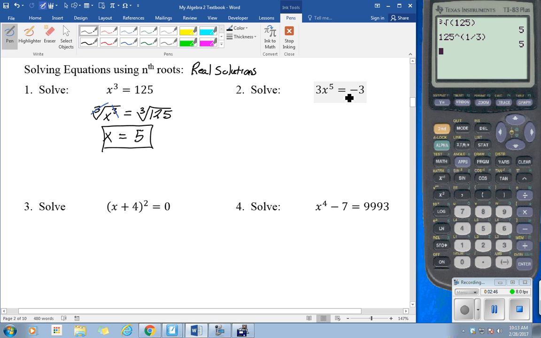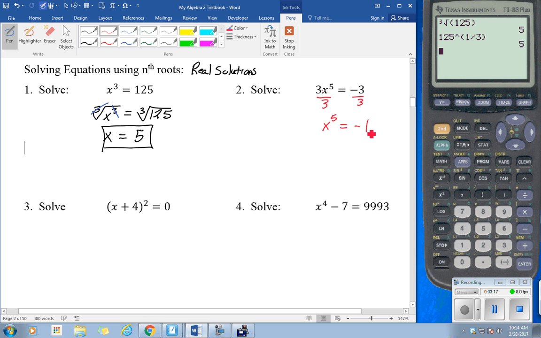Number 2. We have 3x to the 5th equals -3, so we have that setup now where we just have a variable x to a power. There are no other variables in the problem, so we're going to try and solve this one. To do that, we have to isolate the x to the 5th power. Right now, this is 3 times x to the 5th, so we want to separate those two. We want just x to the 5th, and to do that, we'll divide both sides by 3. The 3's cancel each other out. We get x to the 5th is equal to -3 divided by 3, which is -1.